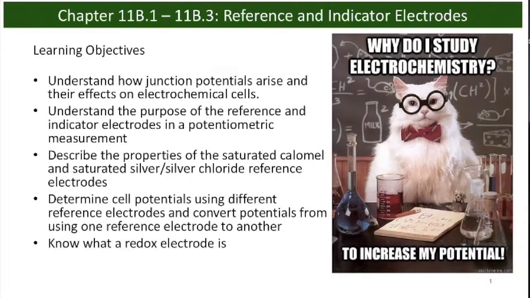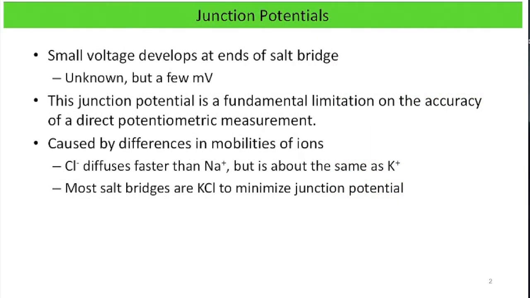In this video, I'm going to talk about reference and indicator electrodes and also a little bit about junction potential and what that is, and also how that affects electrochemical measurements. So let's start off with the junction potential. That is a small voltage that develops at the end of a salt bridge.